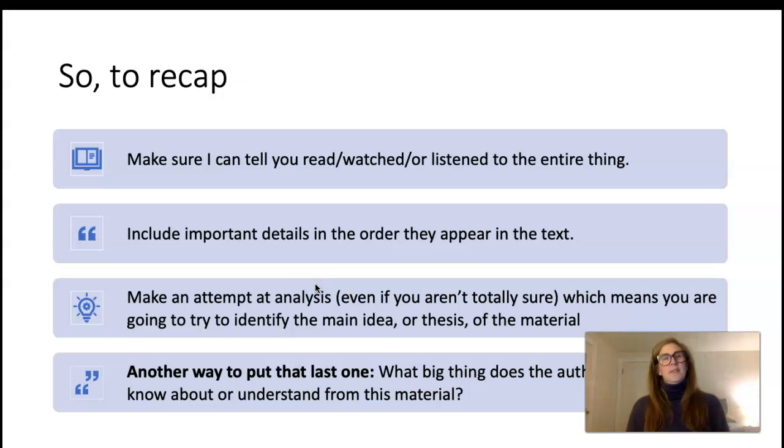So to recap, make sure I can tell you read or watched or listened to the entire thing, include important details in the order they appear in the text, make an attempt at analysis even if you aren't totally sure, which means you're going to try to identify the main idea or thesis or main argument of the material. And another way to put that last part is, what big idea does the author want you to understand from what they've given you to read or watch or listen to?